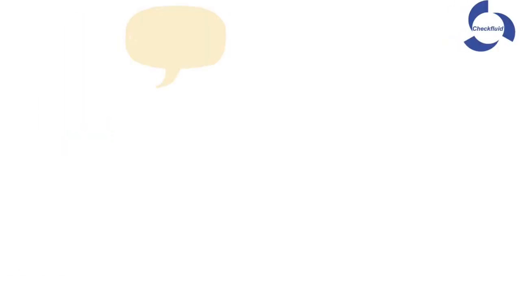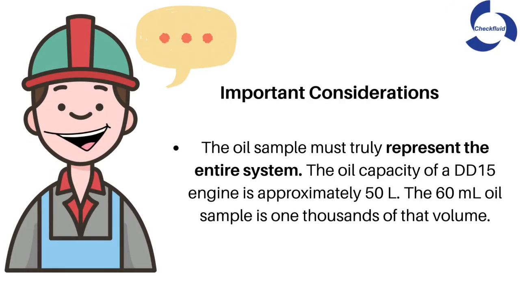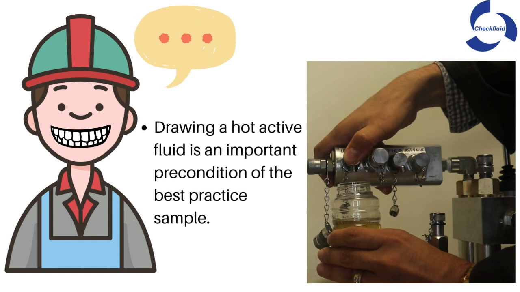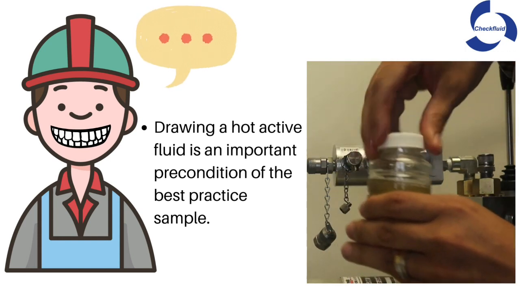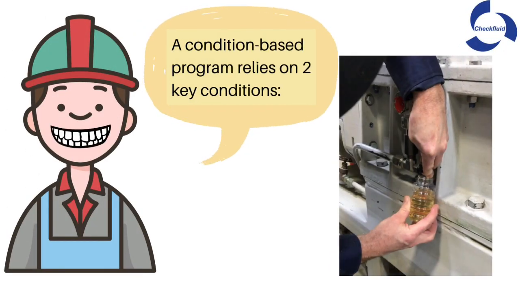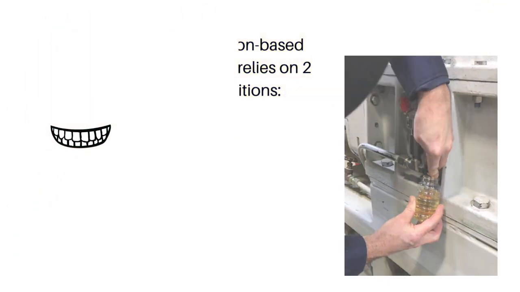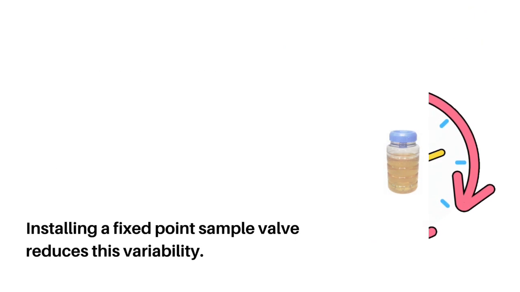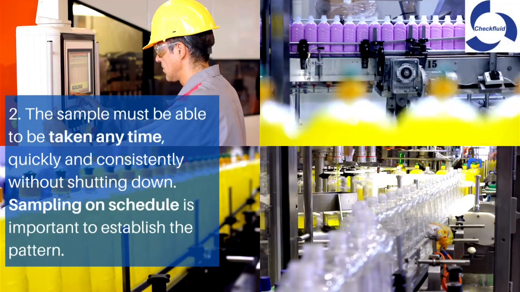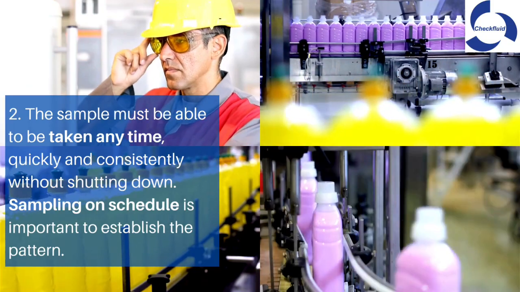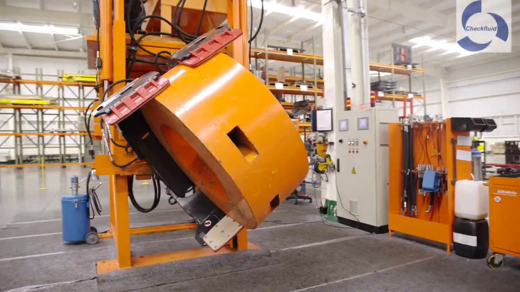So the oil sample must truly represent the entire system. Drawing hot active fluid is an important precondition of a best practice sample. A condition-based monitoring system relies on 2 conditions. Consistently represent the condition of the oil and avoid a lot of variable approaches. The sample must be able to be taken at any time, not just at the time of draining the oil. Sampling on schedule is important to establish a pattern. Patterns are very important in oil analysis.